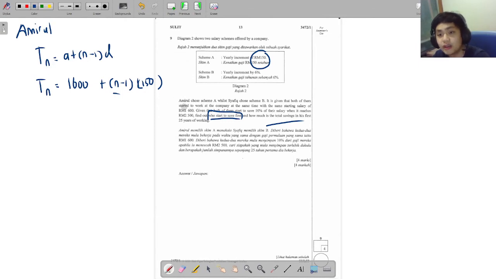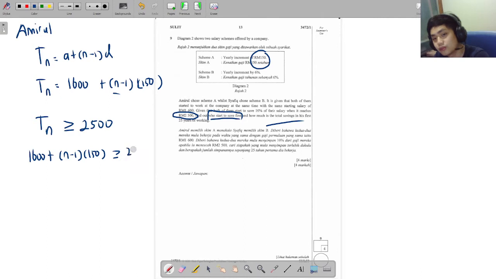So when he reaches 2,500, I need to find out. So I have to put an equation like this. Tn should be greater than or equal to 2,500 because I never know, maybe that year he got 2,400 then suddenly 2,550. So we have to find when he started getting that amount. From here I make the equation 1,006 plus (n minus 1) times 150 greater than or equal to 2,500. So 1,006 plus 150n minus 150 is greater than or equal to 2,500.